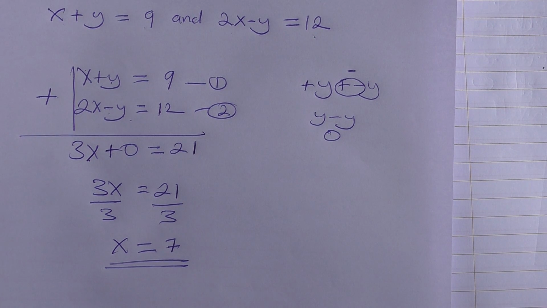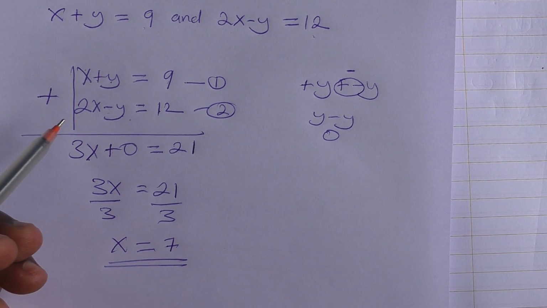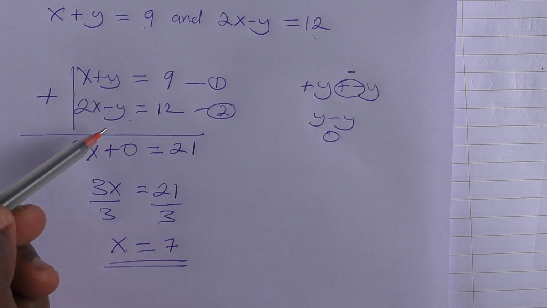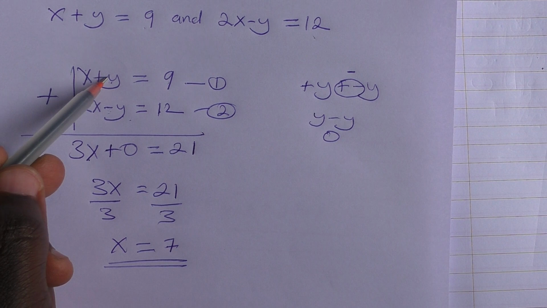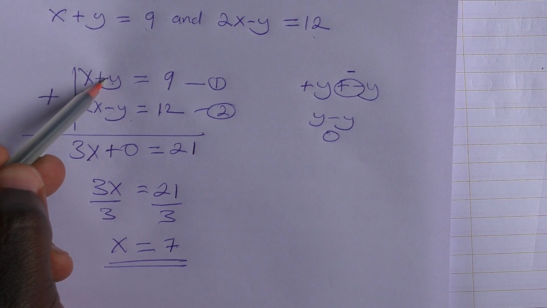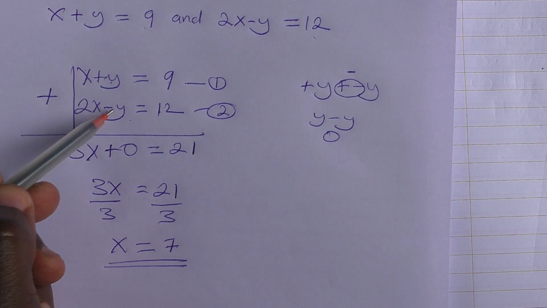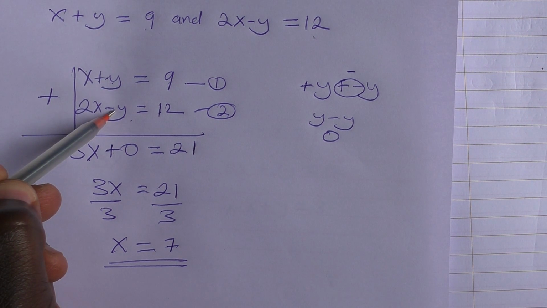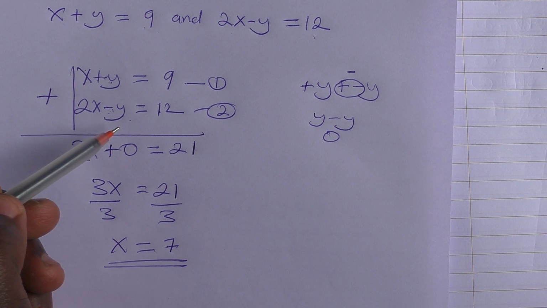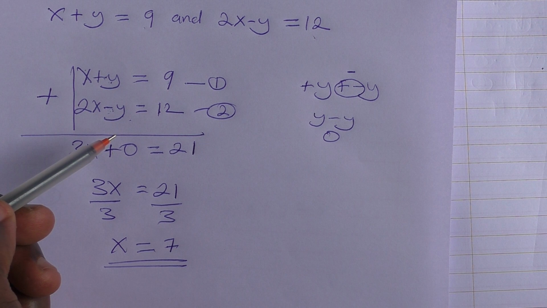So, that means from what I've done, you realize that I can only eliminate y if it is having the same coefficients, because it is having 1 and 1. Assuming it had 2y and this one is y, what could we have done? Wait for that in our next example.